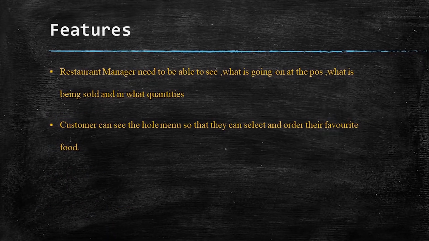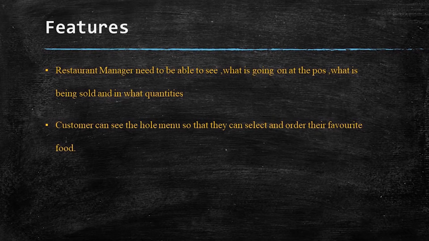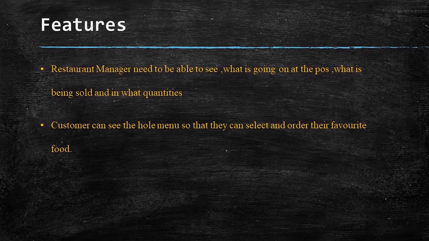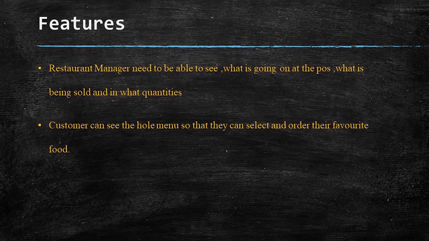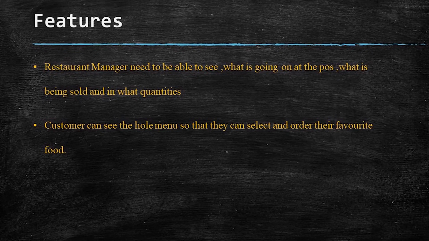Features of our restaurant management system. Restaurant manager needs to be able to see what is going on at the POS, what is being sold and in what quantities. Customer can see the whole menu so that they can select and order their favorite food. Let's jump into the description part of our restaurant management system in detail.